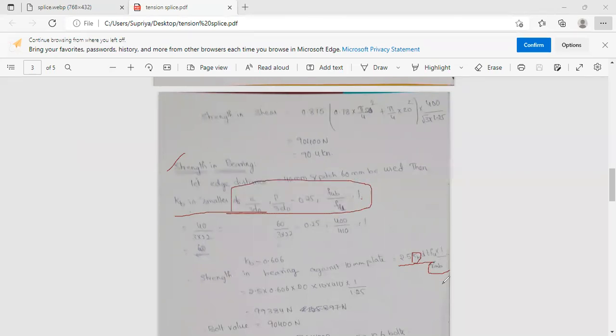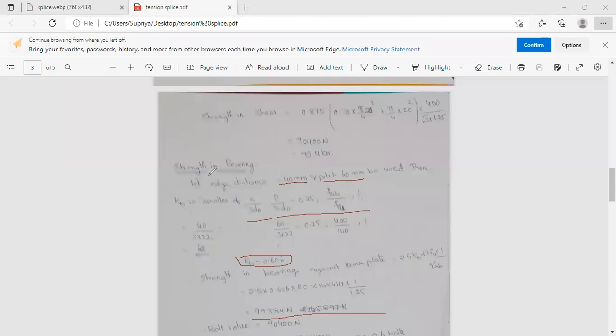So for that we don't know the e value, I mean the edge distance and pitch. So just assume that the edge distance is 40 mm and the pitch is 60 mm. I'm assuming, as we don't know the edge distance and pitch distance. Apply those in all these formulas and you will get the kb value as 0.606. Substituting the kb value, you can get the strength in bearing as 99384 newtons.